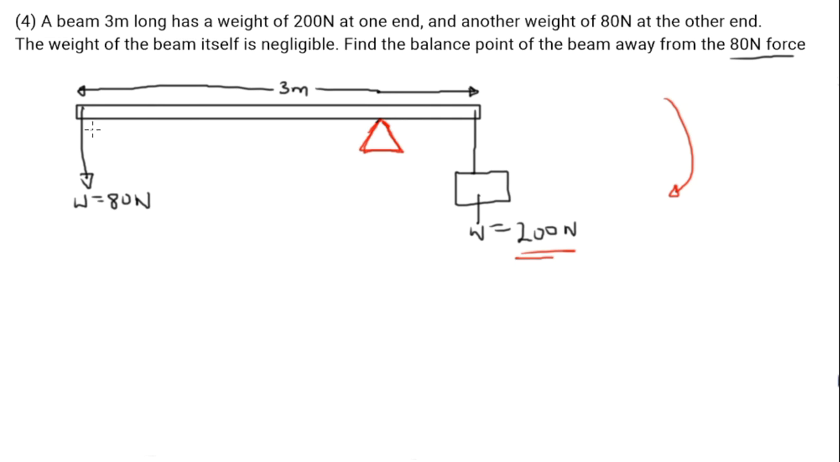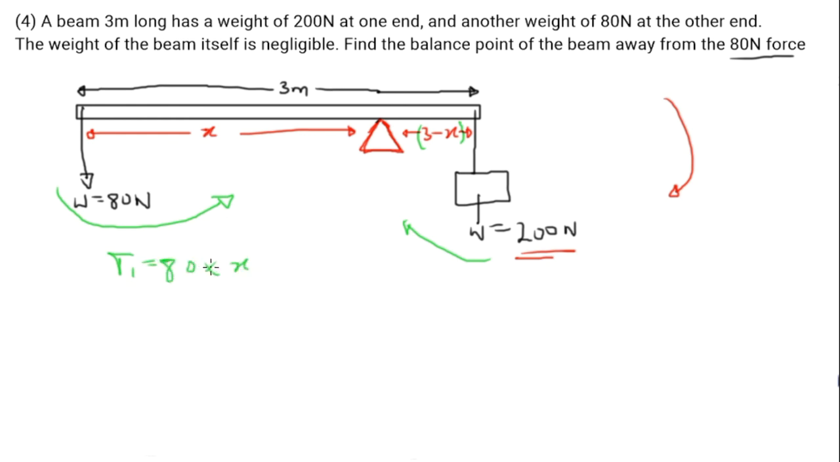All right, so let's say the distance from this point is x, and the distance from this point will be 3 minus x because the whole distance is 3. Okay, now the torque that the 80 newton force will cause will be along this direction. So the product of the force and the moment arm, or the perpendicular distance from the 80 newton force, let's say T1, is 80 multiplied by x. Okay, and it has to be positive. Now the one from the 200 newton force, T2, is negative, so 200 multiplied by 3 minus x.